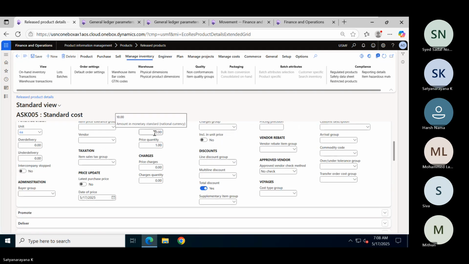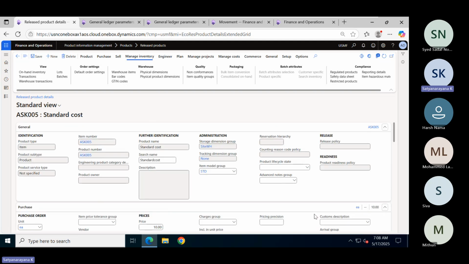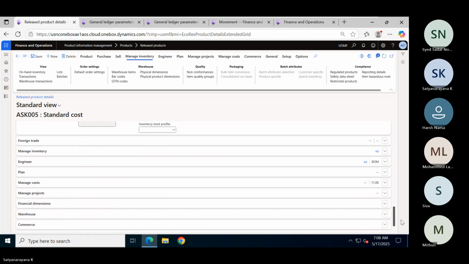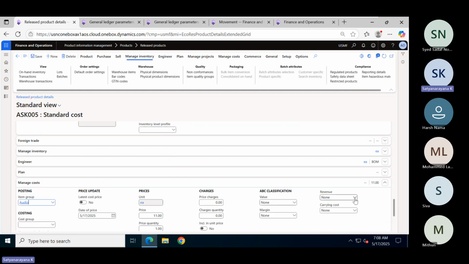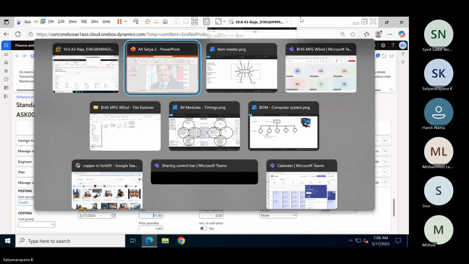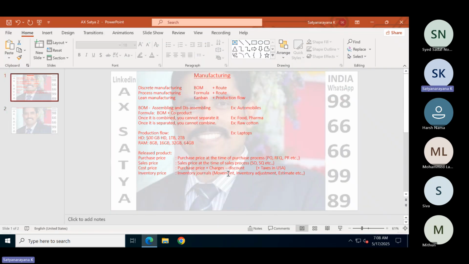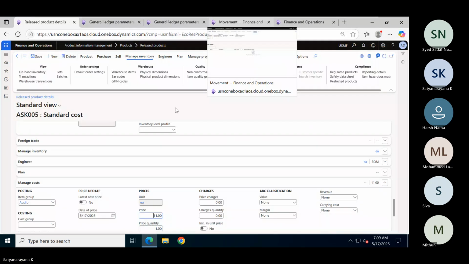Okay, here sales price. Now inventory price, where we can see it is in the managed costs. If you expand managed costs, you will find inventory price. Okay, this is inventory price. This price will be captured in the movement journal, plus if you are adding stock quantity, movement journal, inventory adjustment journal, in the estimate also it will be calculated. This is inventory price.